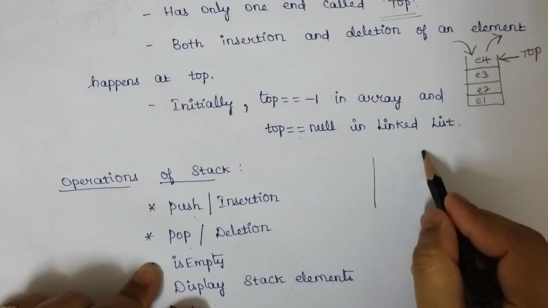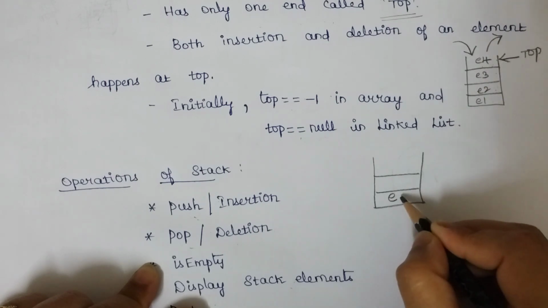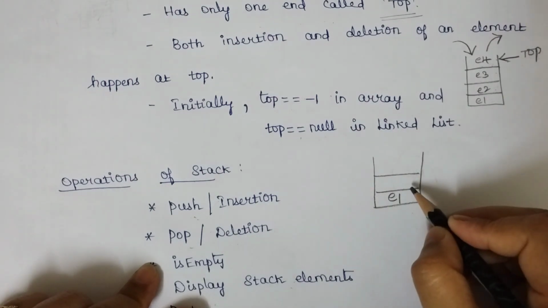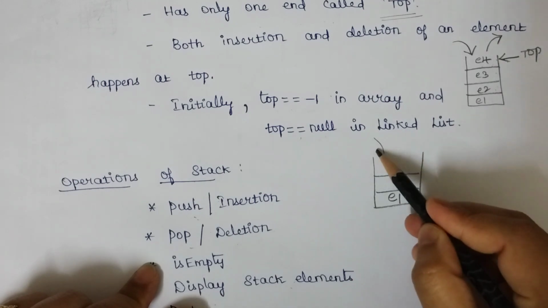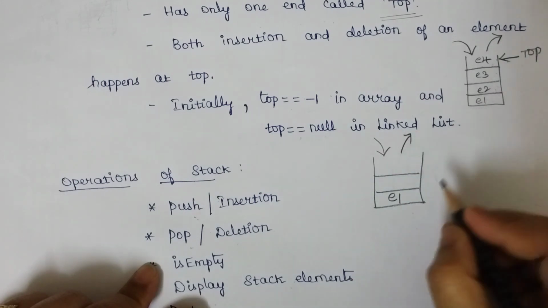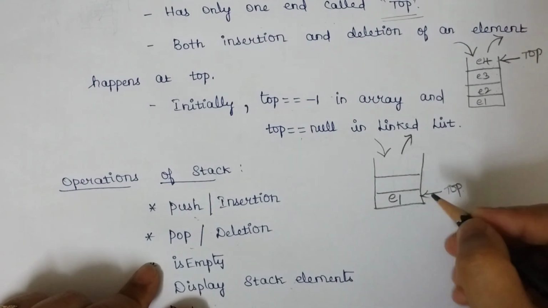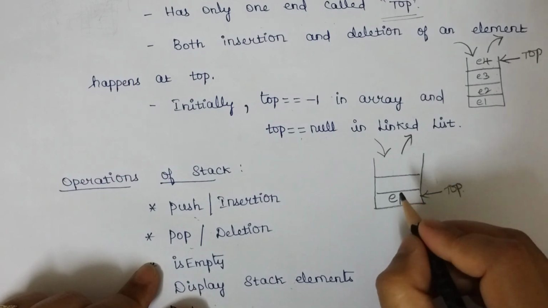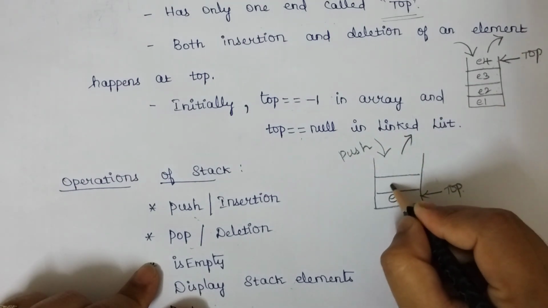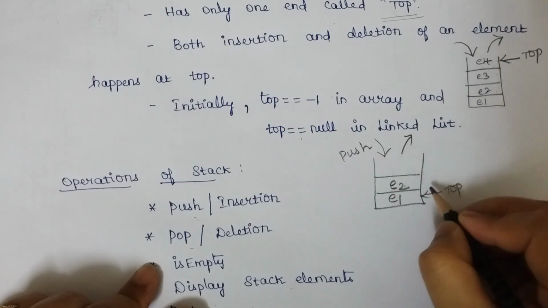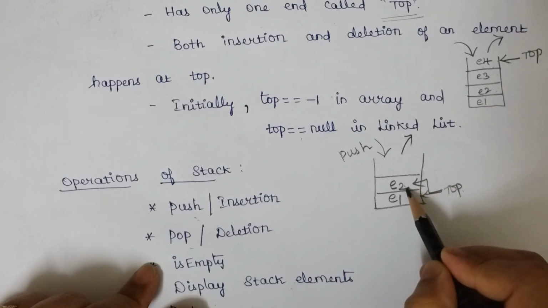As I mentioned, if we have a stack here, this is my stack and it already has an element, that is E1. When I try to push one more element into the stack, as I mentioned already, insertion and deletion always happen at the top of the stack. Now this is my top, pointing to E1. When I insert a new element, which is a push operation, the new element gets inserted here on the top, and now this will become my top element. So the top will be pointing to this element.